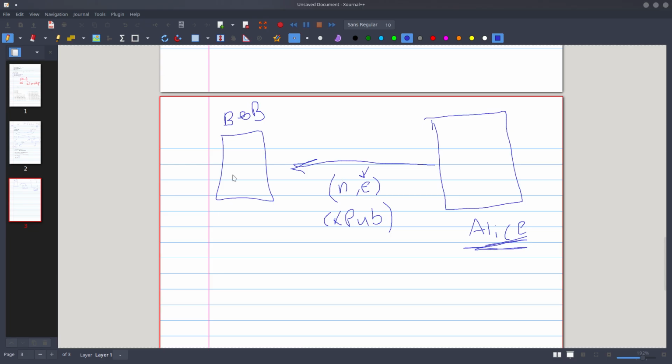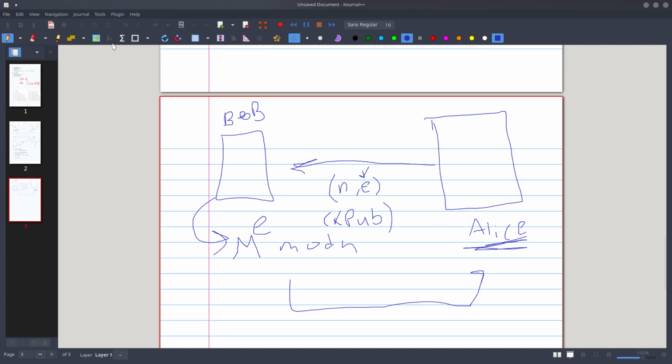And what Bob is going to do is take his message, convert it into some number, and raise it to the public key that you sent over, reduced modulo n, of course. So mod n. It's very simple. You take your message, exponentiate it, and then reduce modulo n. Then he sends that over the unsecure channel back to Alice. So this is the unsecure channel here.